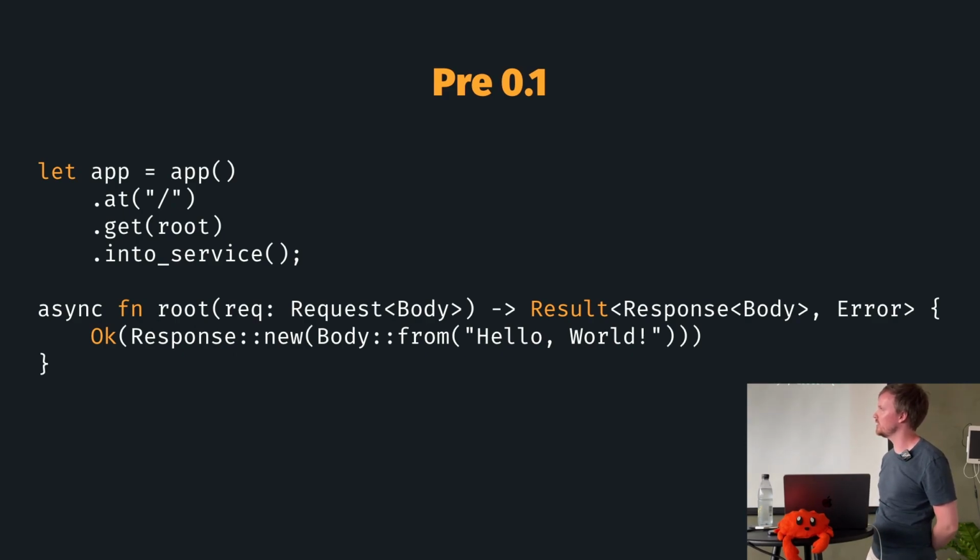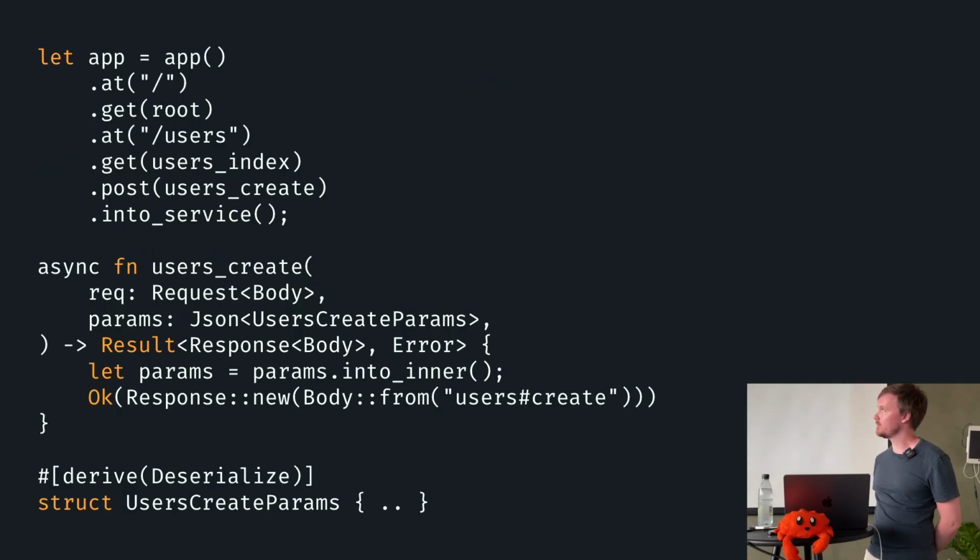In the early days, we didn't really have extractors. The first argument had to be a request, and you had to return a result of a response on error. That stuff came a little bit later. If you've seen Tide, this API is very similar. It works the same way for adding multiple routes: at / get route, and the same for get and post for users in this case. In the early days, the extractors were always the second or third or fourth argument, but request always had to be the first argument. It took me a while to realize that request in and of itself could also be an extractor. That was not obvious at first. And obviously today, you don't always have to return a result if your handler can't fail.